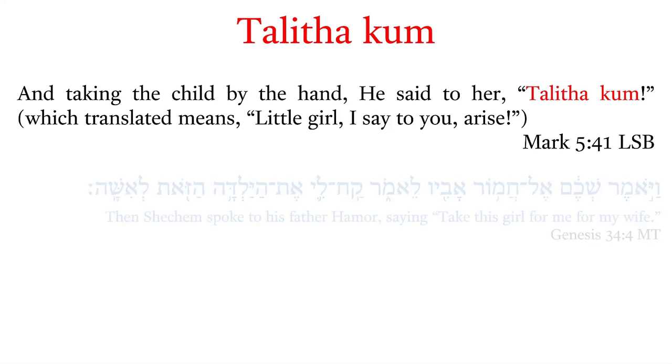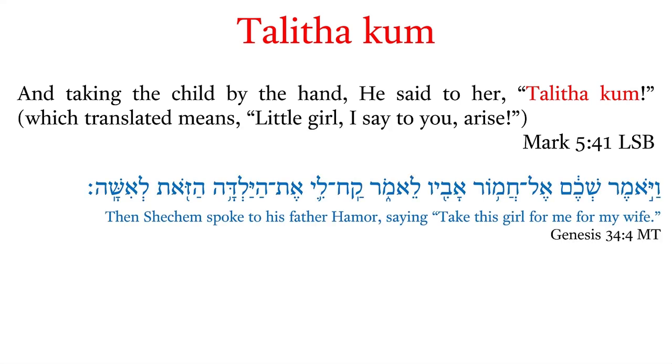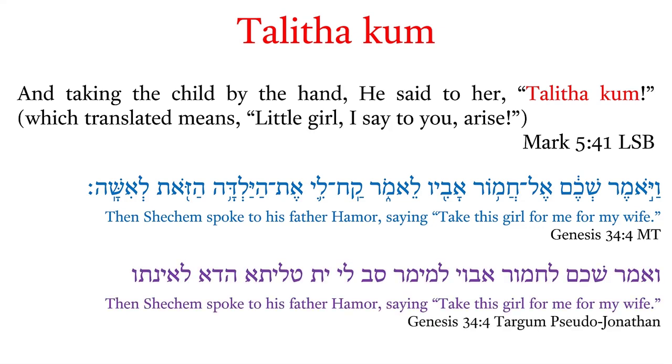So for the first word, we can turn to Genesis 34:4. Then Shechem spoke to his father Hamor, saying, take this girl from me for my wife. A literalistic translation appears in Targum Yerushalmi, that is to say Targum Pseudo-Jonathan, where the word for girl is Talitha, if we give it the same vocalization as what we see in the New Testament. So there's the girl word, fairly uncontroversial.